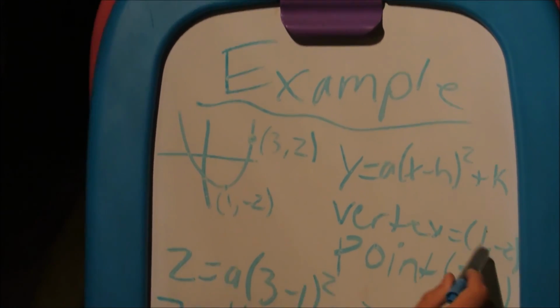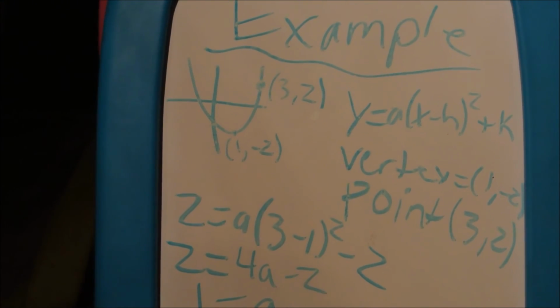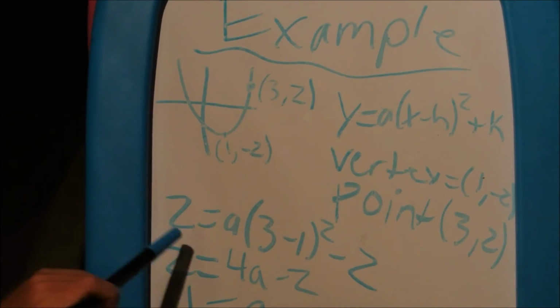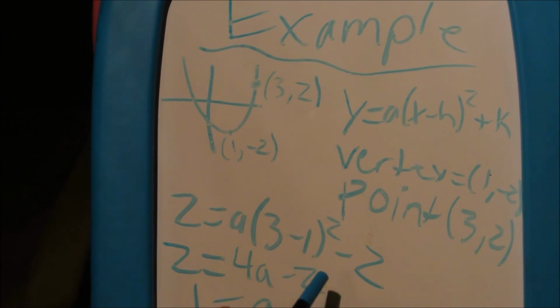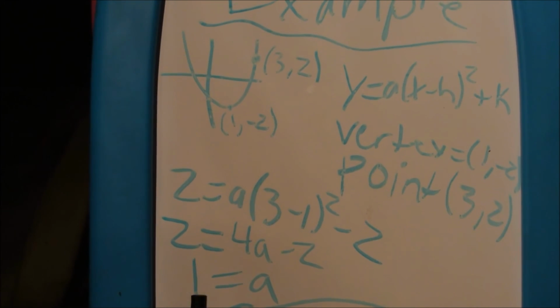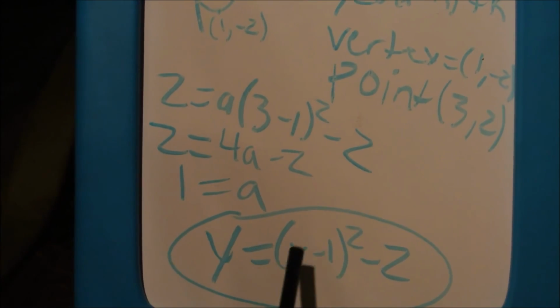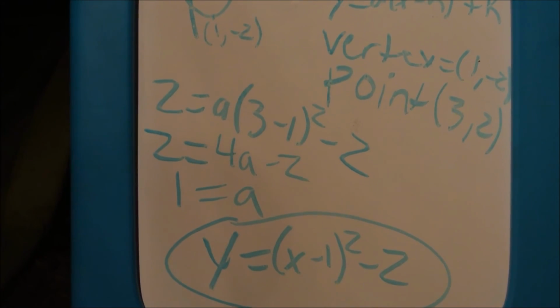So we'll take the vertex and we'll plug it into the equation, and we'll take the point and plug it into the equation. So out of that you get 2 equals a times (3 minus 1) squared minus 2. Simplified, it's 2 equals 4a minus 2, and a equals 1. So using that information, we can now write our quadratic function, which is y equals (x minus 1) squared minus 2, and that's your final answer.